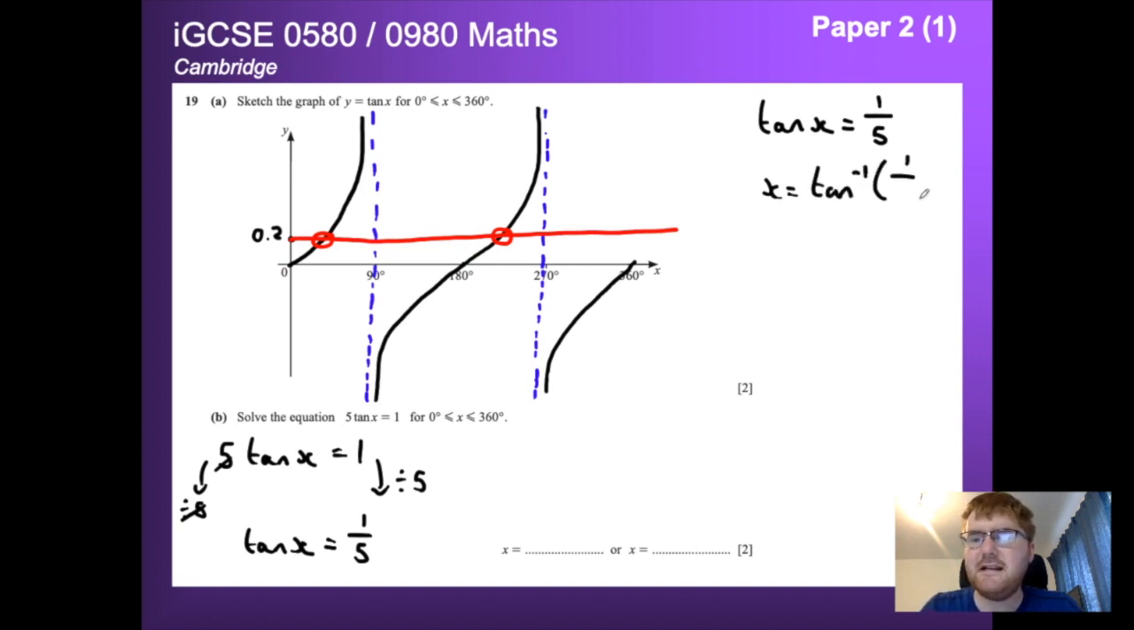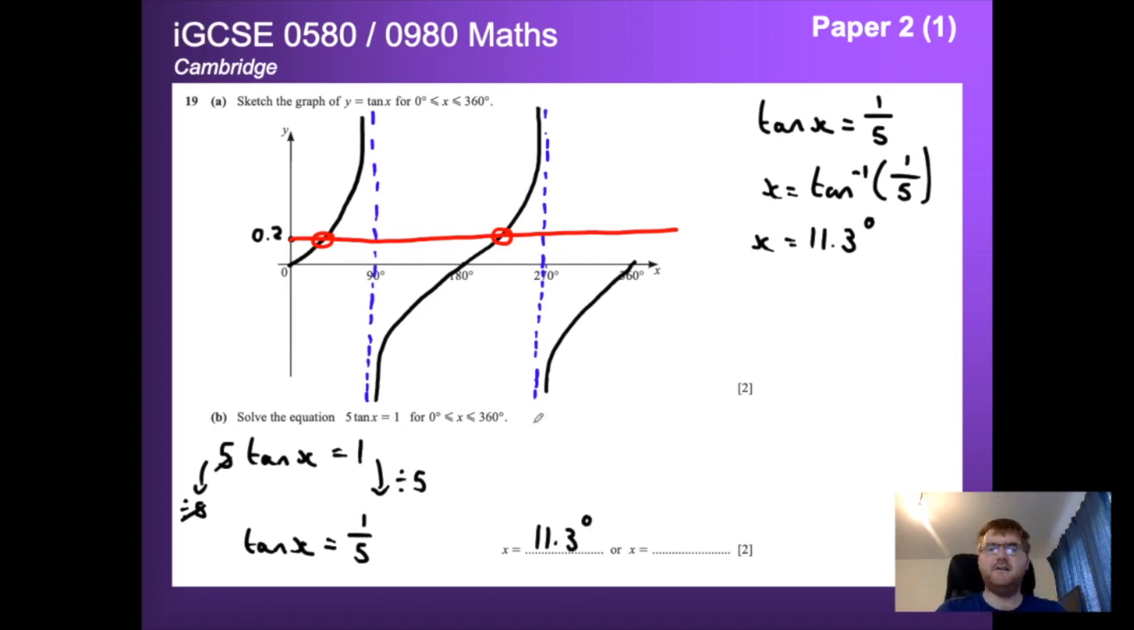Make sure your calculator is set up in degrees and not radians. So if we do tan inverse of 1 divided by 5, your calculator is clever enough to give you one answer, which to 3 significant figures is 11.3 degrees. However, as you can see, there are 2 boxes here. This is not the only answer. We found out this answer here of 11.3, but we also want to find this answer as well.